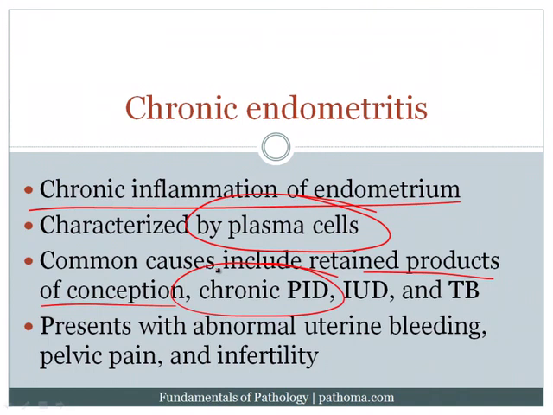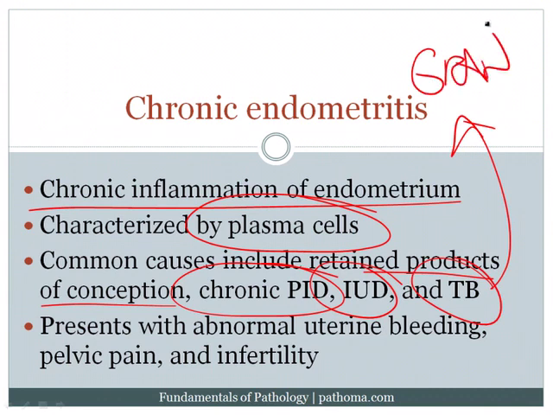Common causes include retained products of conception, chronic pelvic inflammatory disease, especially chlamydia, for example, can give you a chronic endometritis. An intrauterine device can become secondarily infected and give chronic endometritis. TB would give you chronic endometritis, and in that particular case, of course, we would see granulomas. So we would get granulomas with TB. I think we're all well aware of that.